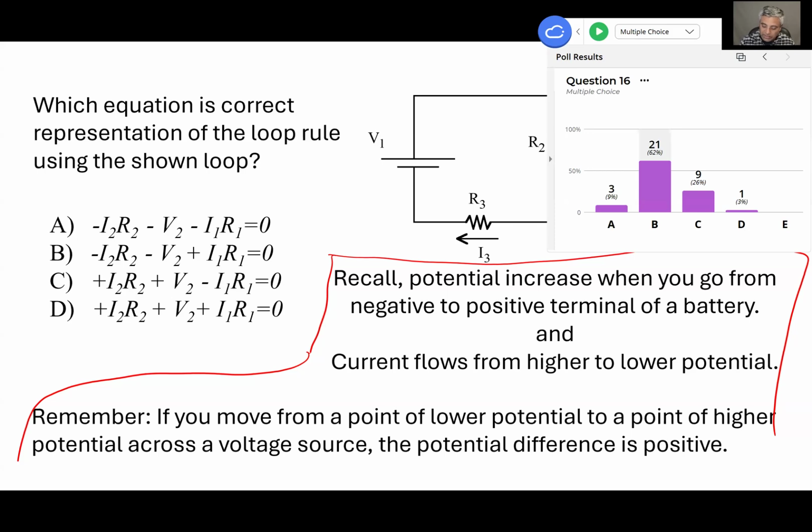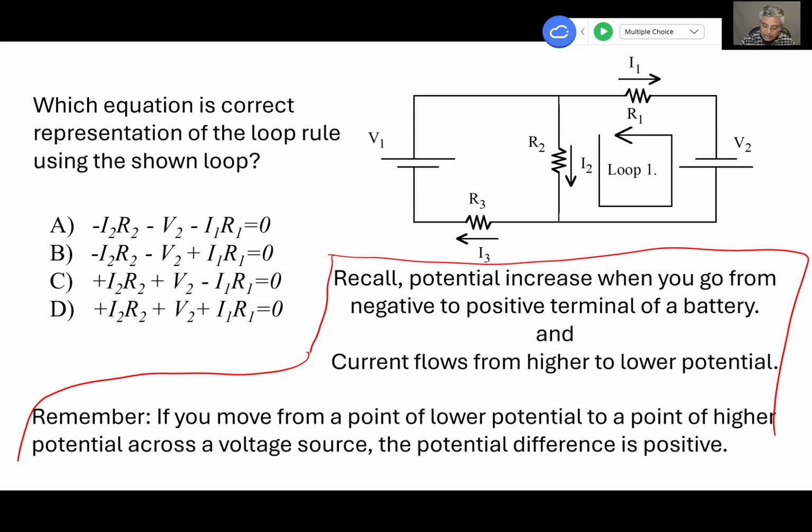Let's see what we got here. So mostly B, and there are some C. So all these start from I2 R2. So I2 R2 is here. So the loop is going this way and current is flowing this way, the same way. So current flows from higher to lower. So this higher side is initial, because we are going this way. It is higher because current is going this way. So that means the difference in this case is going to be negative. So C and D are out.